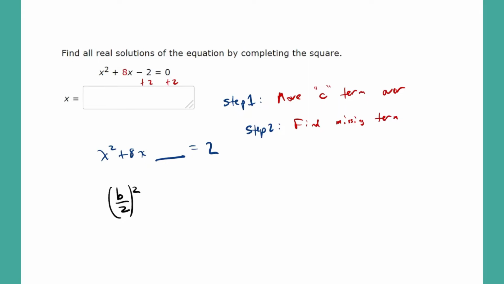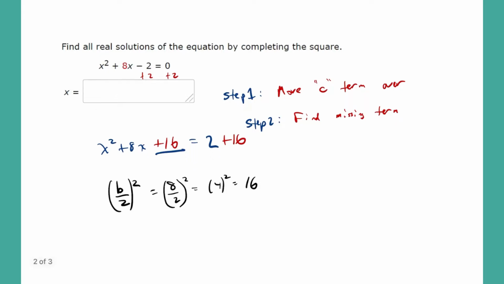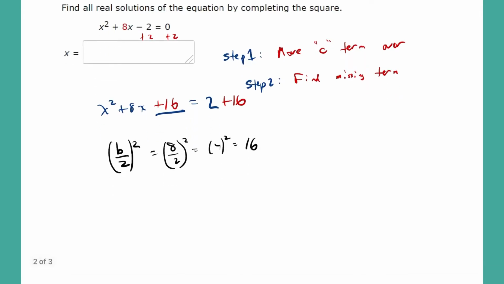So b for us is 8 over 2 squared is 4 squared, which is 16. So we're going to add 16 to both sides of the equation. Try not to forget to add it to both sides. All right, that would be step 2. Step 3 is to factor the trinomial, factor the perfect square trinomial.